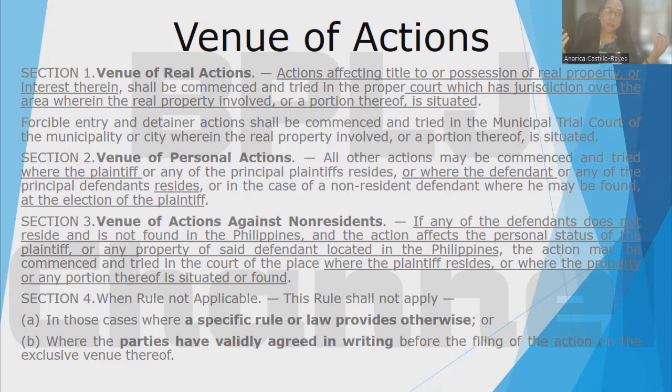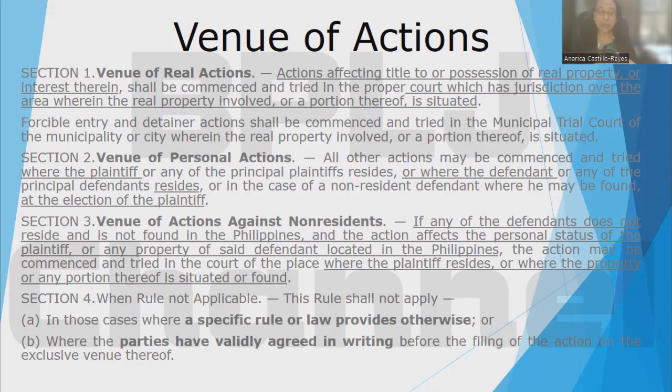Why? Because the contract is the law between the parties. And you must remember always that venue is for the convenience of the parties. So it can be waived, okay, and you can be estopped from raising the defense of improper venue. Okay, because it is something which can be stipulated or which can be waived.